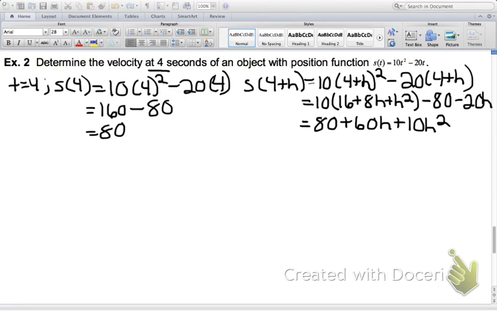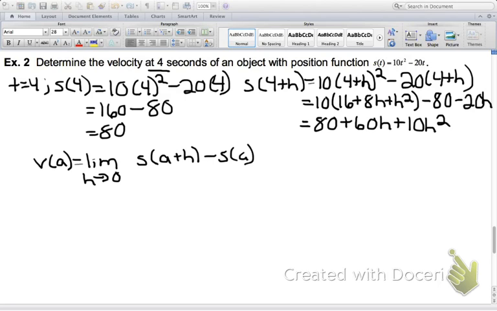Since we're looking at our velocity at 4 seconds, and we're not given 2 points, we'll be finding the instantaneous velocity. When we're doing the instantaneous velocity, we're always going to look at the limit as h approaches 0. So we're going to look at the limit as h approaches 0 of s at a plus h minus s at a, all over h.